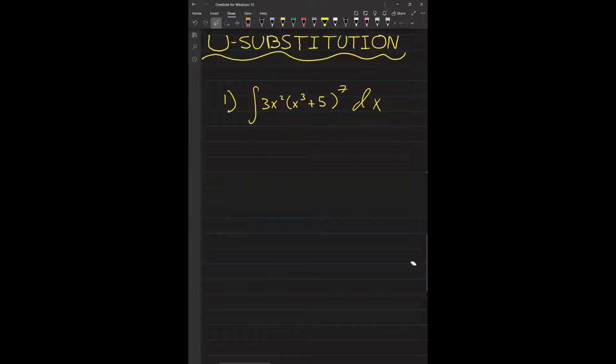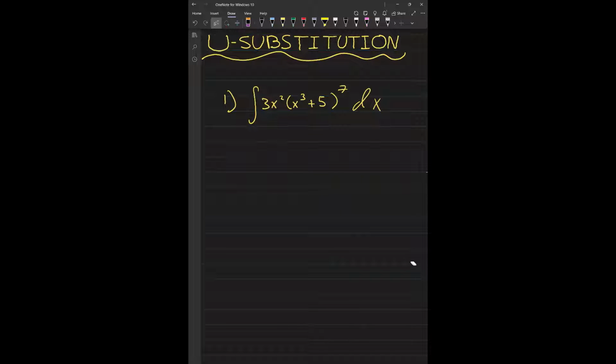Why is it called U-substitution, you might ask? Well, no good reason, really, as far as I know. They could have used any letter, but they used u. It's just the standard, so we'll run with u. What that means is that you are going to rewrite this whole integral in terms of a new variable u.